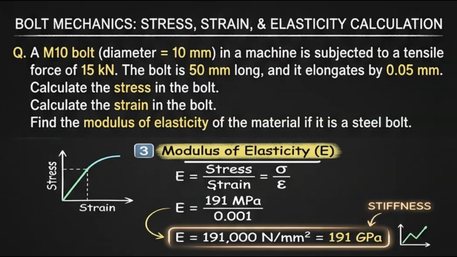Step 4: Modulus of elasticity. Finally, we calculate the modulus of elasticity of the bolt material. Modulus of elasticity is defined as stress divided by strain. So 191 divided by 0.001 gives us 191,000 newtons per mm square, or 191 gigapascals.